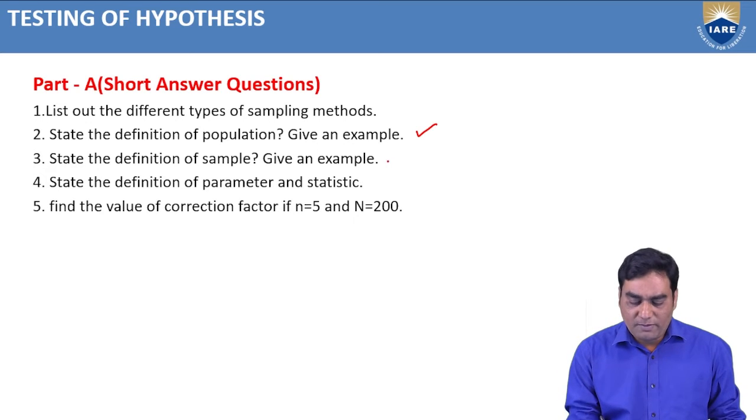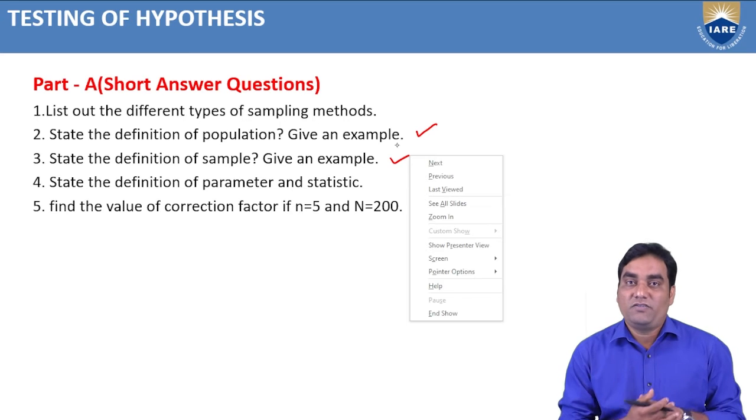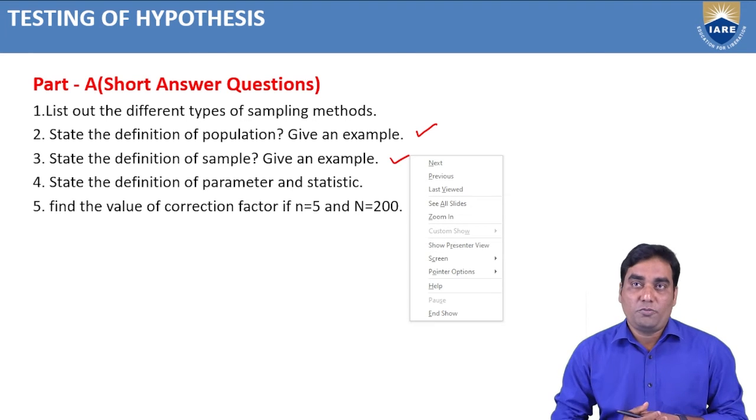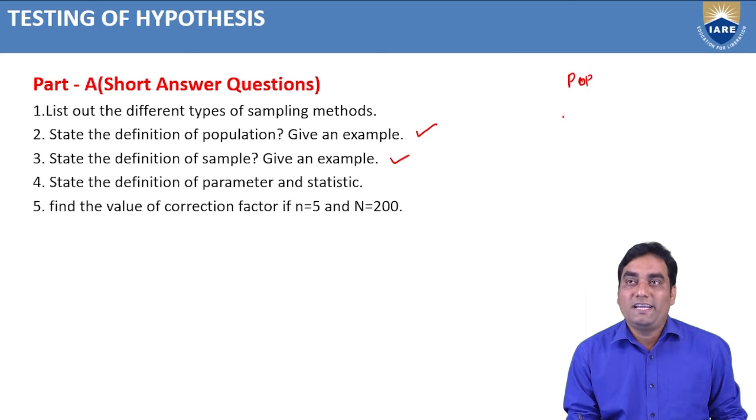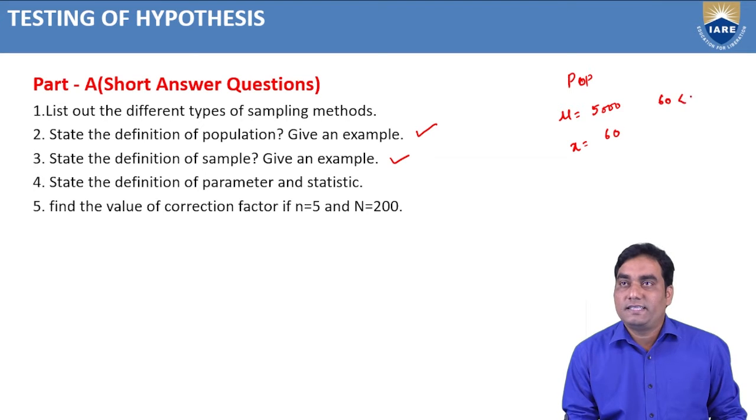Now the definition of sample. A sample is a subset of population, a part of population. If I take a population, the students in a college, say 5,000 students, and the students in a class are 60, then 60 is less than 5,000. That's why this is called a sample, and that sample we can choose from the population.